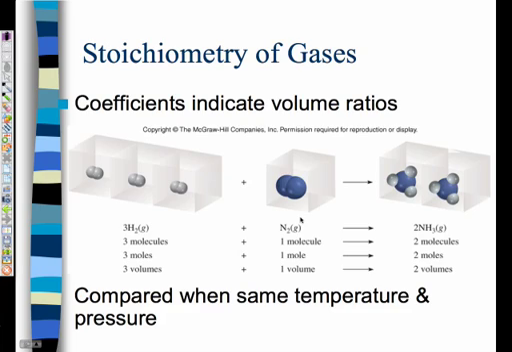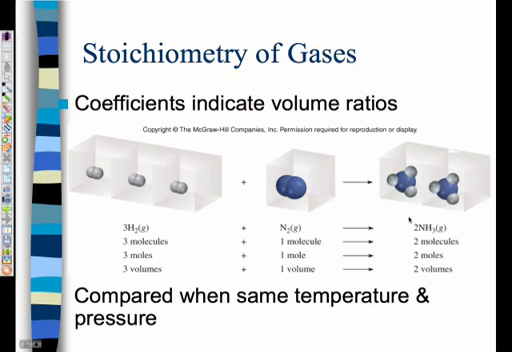Okay, stoichiometry of gases. The coefficients of a balanced equation indicate volume ratios. We kind of did this one on that little worksheet. When we're at the same temperature and pressure, and it's based on Avogadro's law, so like if we have 3 H2 plus N2 gives us 2 NH3, right? This balanced equation is basically saying 3 H2 molecules plus 1 N2 molecule gives us 2 NH3 molecules.